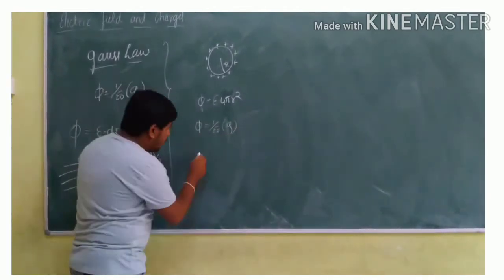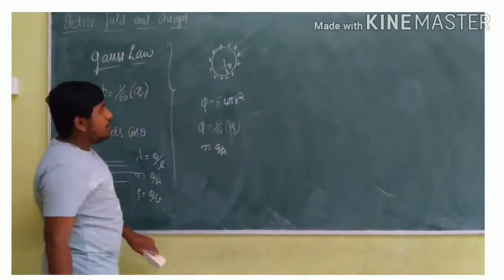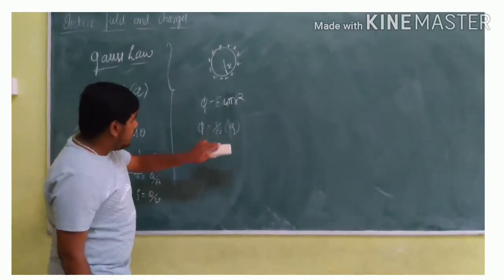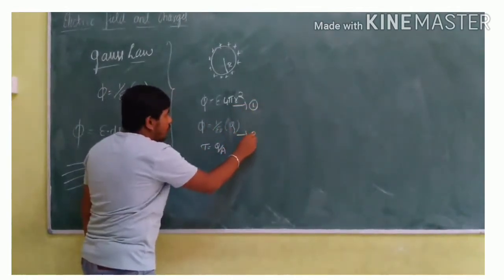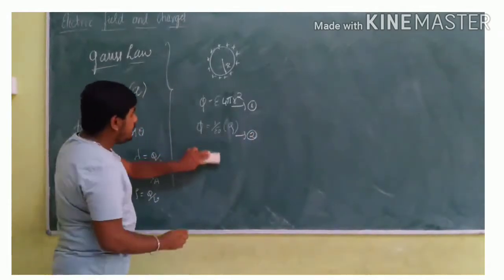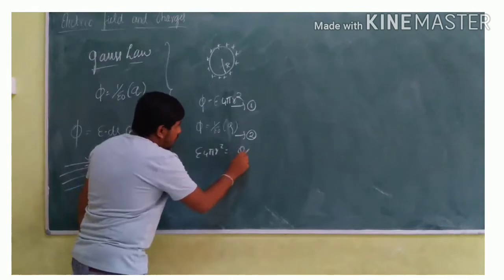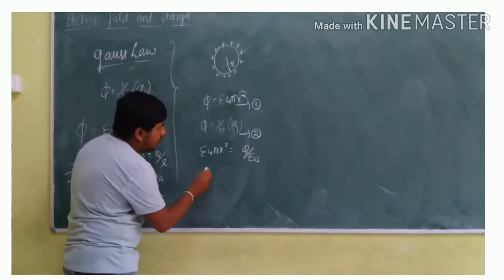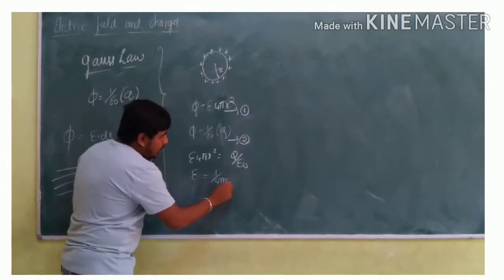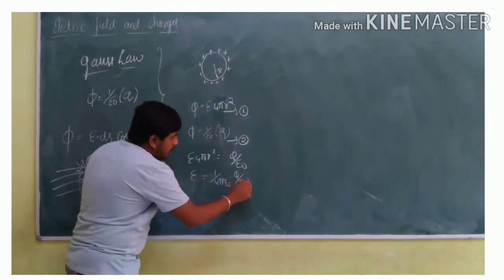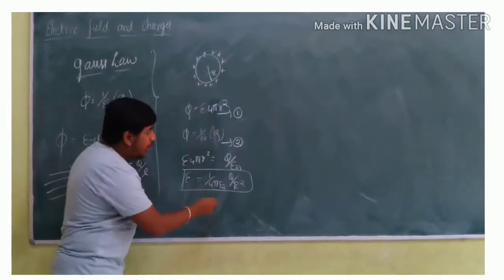But what is charge per unit area? Charge per unit area is sigma, or we can keep it as it is. So equating equation 1 and equation 2, what we get is E into 4 pi r square is equal to Q by epsilon naught. So the expression for electric field is 1 by 4 pi epsilon naught Q divided by r square. This is the electric field due to a charged shell on the surface.